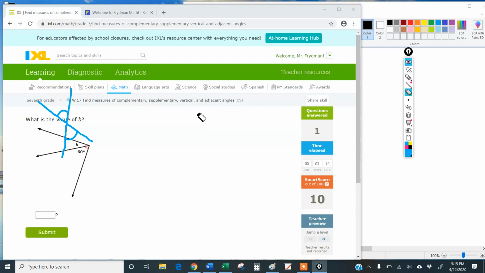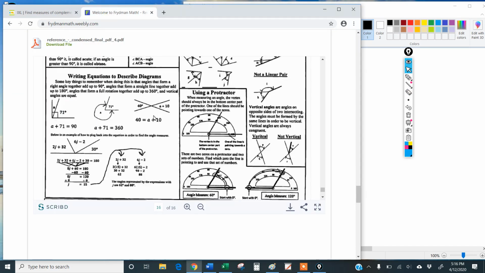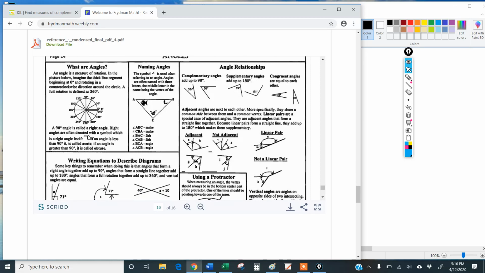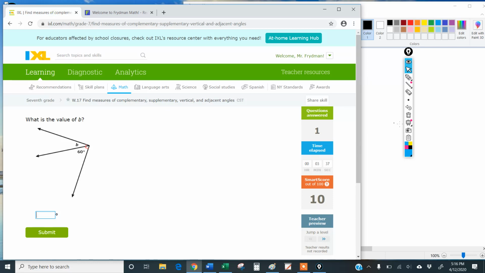There we go. Next one, what is the value of angle B? Well, let's go back to the reference page, and right over here, you see this little symbol, which looks like the corner of a square? That's the symbol for a right angle, which is 90 degrees. And going back to the IXL, I see that symbol right over here, which is telling me that this angle from here to here is 90 degrees.